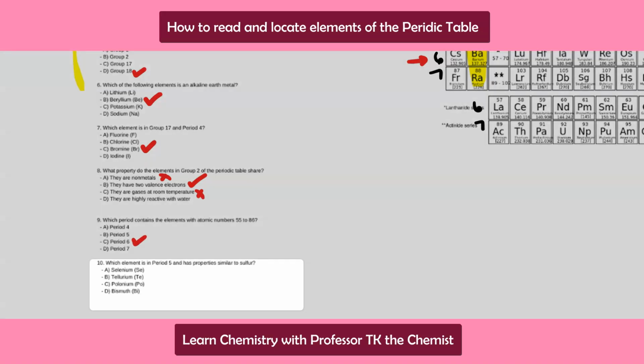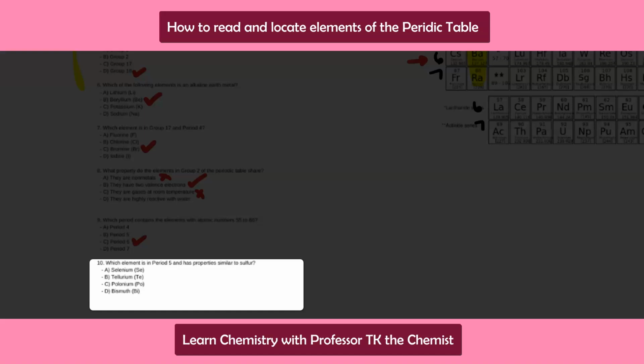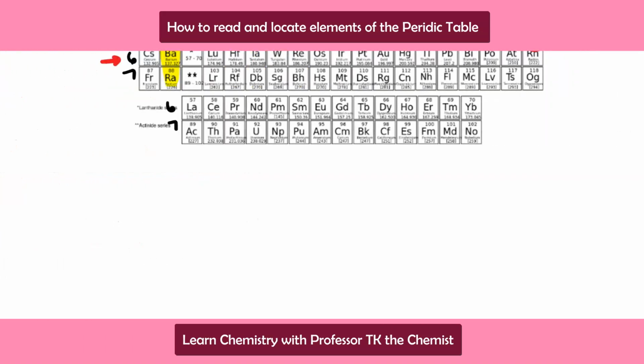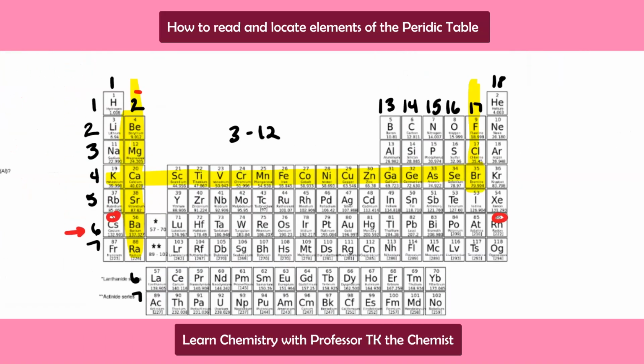And the last question, which element is in period 5 and has properties similar to sulfur? Period 5 and has properties similar to sulfur. So if we go back up here and we highlight period 5 and it has similar properties to that of sulfur, we're going to find sulfur right there. So that means anything in group 16 would be our answer. It's either oxygen, selenium, tellurium, polonium.